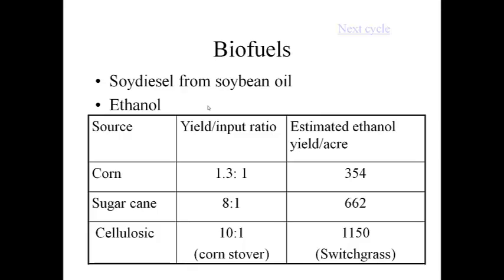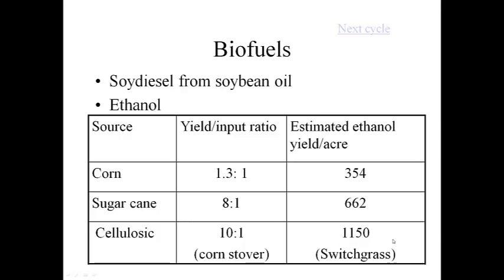Corn stover is everything about the corn except the kernels, which would be the cob, the leaves, the stalk. That has a yield to input of 10 to 1. Switchgrass is something that could be harvested again and again. It's a perennial grass. So if we could figure out how to scale that production up, we could get a huge amount of ethanol per acre, and there would be less environmental impacts for that.